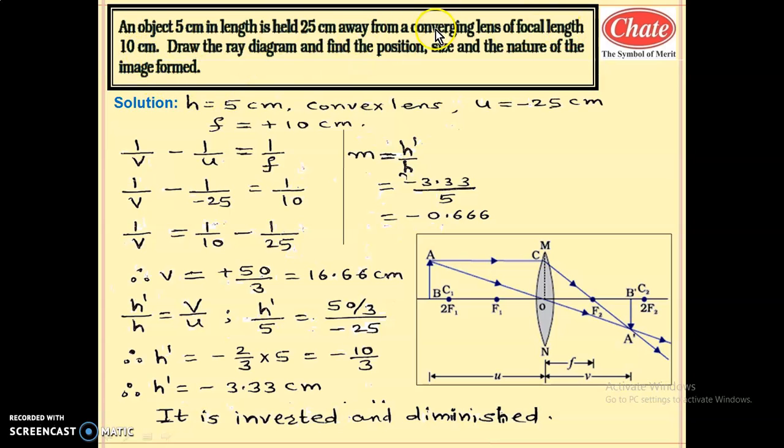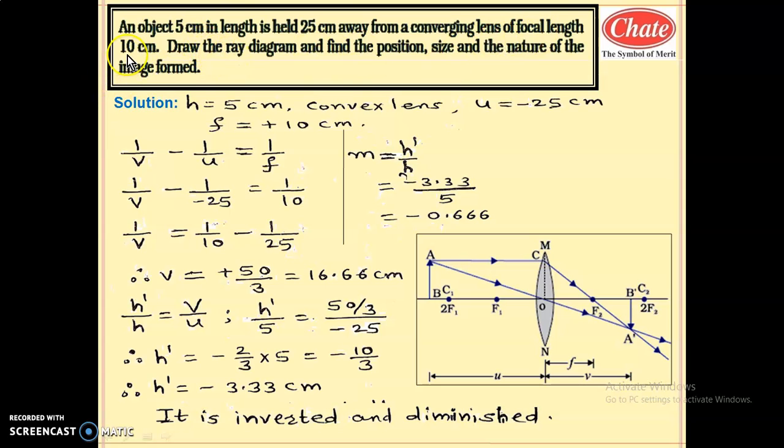So here converging means convex lens. Focal length is plus. So focal length is plus 10 centimeter. Draw the ray diagram and find position, size and nature of the image formed. From the question itself, you can understand the various answers.